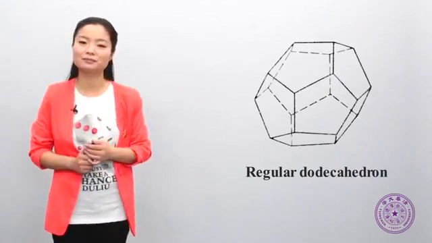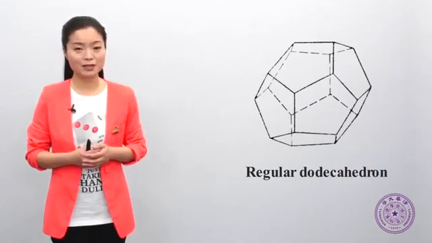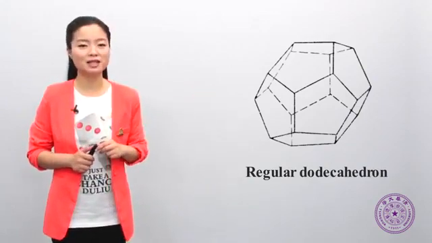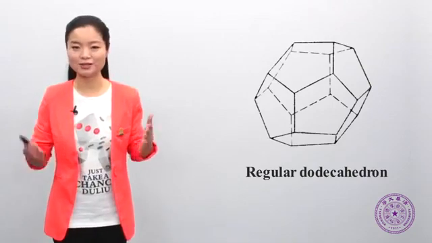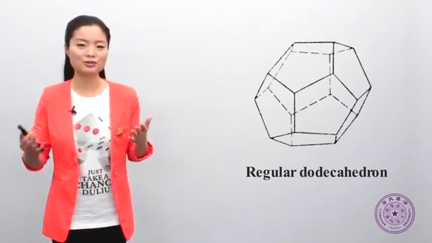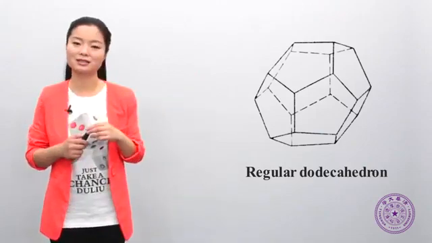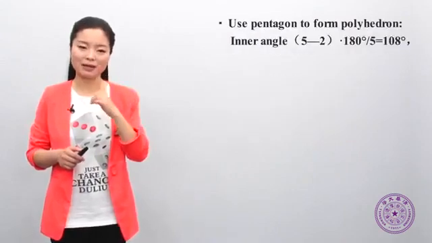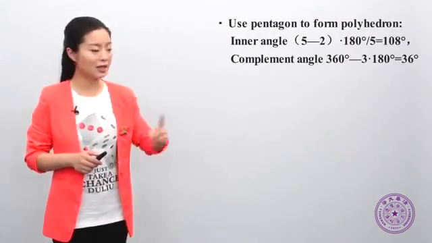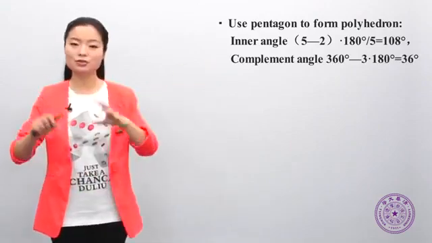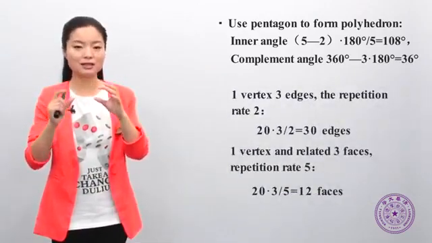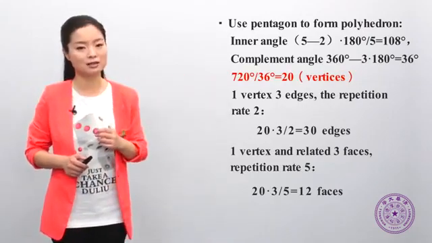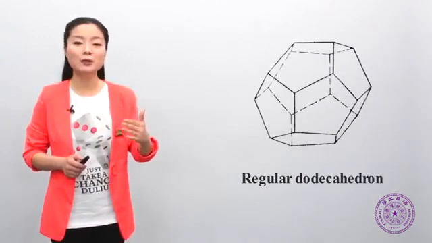Actually, in return, if we know this is a regular dodecahedron, with each face a pentagon, we can completely use the summation of complement angles to analyze what the regular dodecahedron looks like. Similarly, through this complement angle concept, we know each inner angle is 108. Therefore, each complement angle should be 36. Corresponding to each vertex, it should contain 3 inner angles connected with it. And this time, 720 degrees divided by the complement angle equals 20 vertices. We can find out that a regular dodecahedron has a total of 12 faces, 20 vertices, and 30 edges.